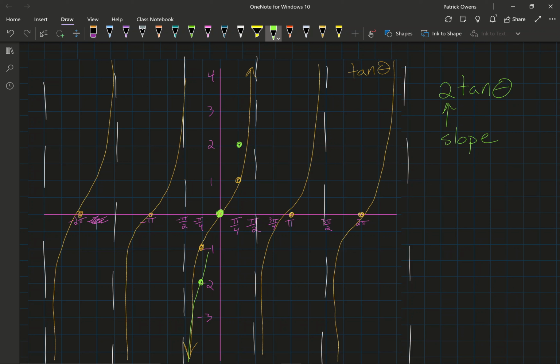So we have the same type of curve, just it's going to be a lot steeper if the amplitude is 2, or a little flatter if the amplitude is between 0 and 1. And just as with your standard functions, if a is negative, it's going to cause a reflection over the x-axis.